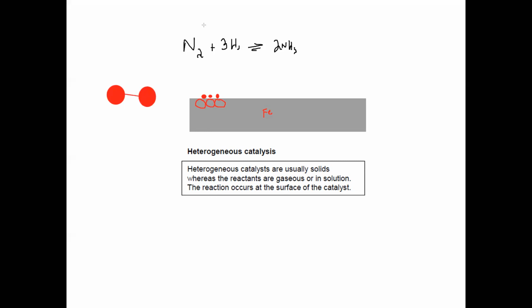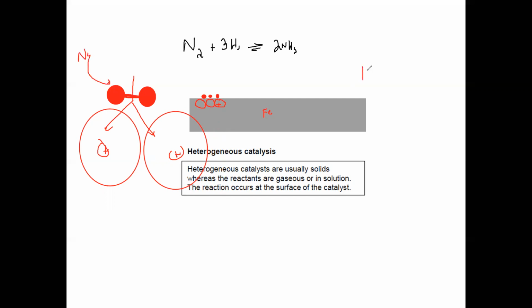This bond is weakened by the attraction of the positive ions, because the positive ions attract the shared pair of electrons. As they attract the shared pair of electrons, the bond becomes weaker, and nitrogen can more easily break the bond compared to when hydrogen was there without a catalyst.